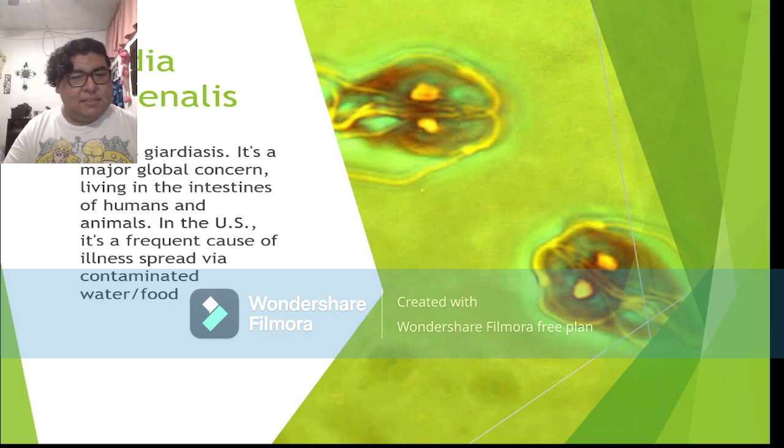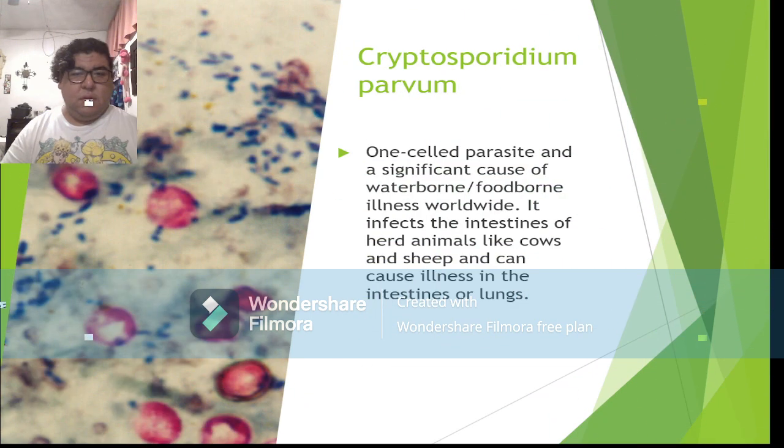Giardia causes giardiasis. It's a major global concern, living in the intestines of humans and animals. In the US, it's a frequent cause of illness spread via contaminated water or food. Cryptosporidium parvum is a one-cell parasite and a significant cause of waterborne and foodborne illness worldwide. It affects the intestines of herd animals like cows and sheep and can cause illness in the intestines and lungs.